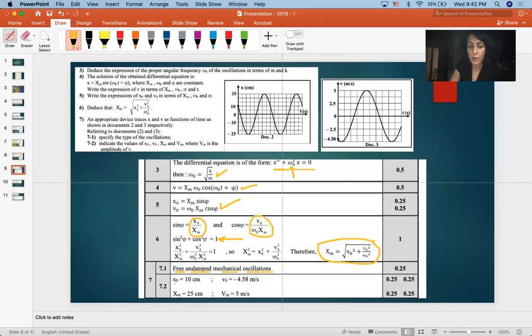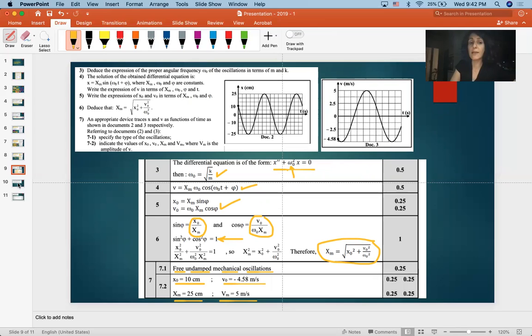Now we said x0 is 10 graphically, v0 is given, and this is xm, this is v0, vm, and you can see how many points you can have. So if I were you, I would repeat the video later on and try to solve the problem myself.